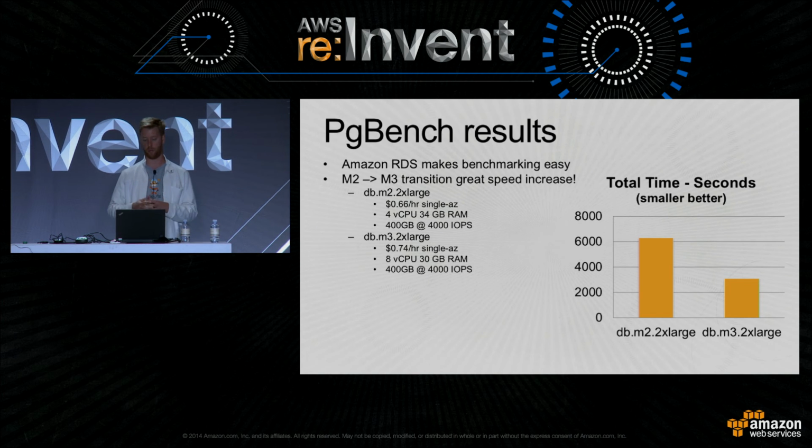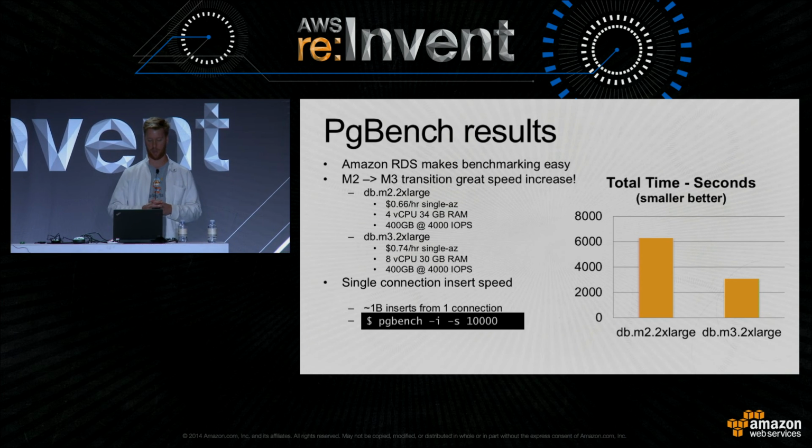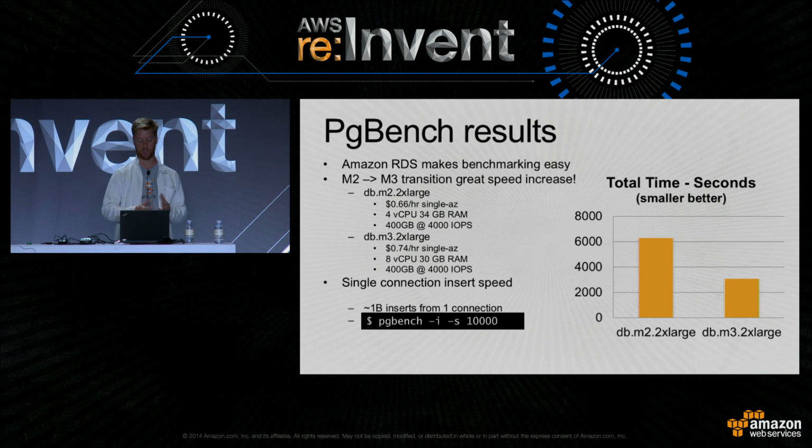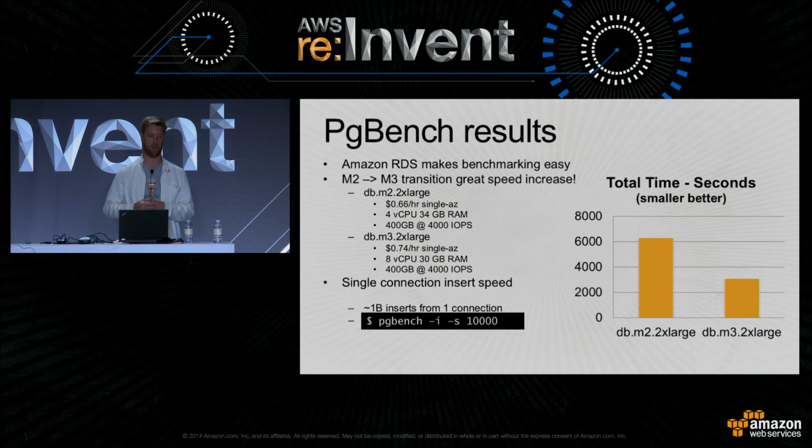So for us, we were just comparing the M2 2xlarge and M3 2xlarge. It's a little unfair because the CPUs and so on obviously changed, so you would expect that the newer ones would be faster. And indeed it was. This is the simple command line that we ran just to do a single-threaded test of how many inserts we can do and how fast I can get it done.